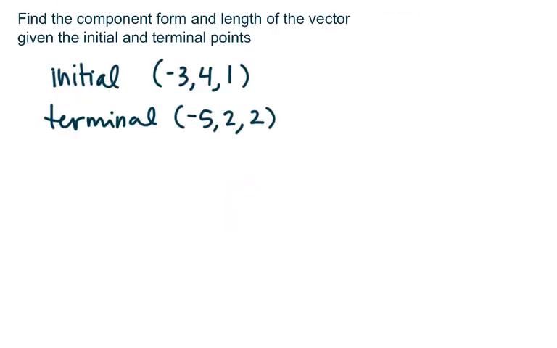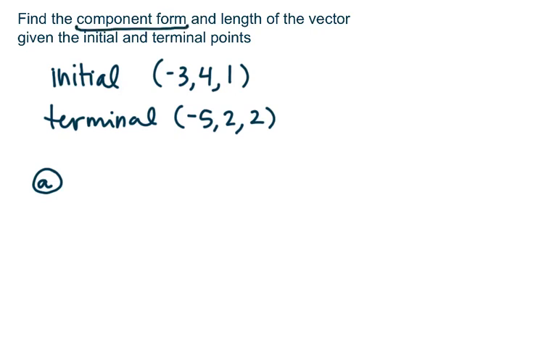For this example, we're going to find the component form as well as the length of a vector, and we are given an initial and a terminal point. My initial point is -3, 4, 1. My terminal point is -5, 2, 2. For the first part of this, I'll say A, we're going to find the component form.